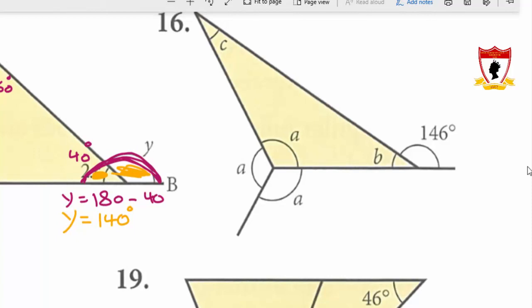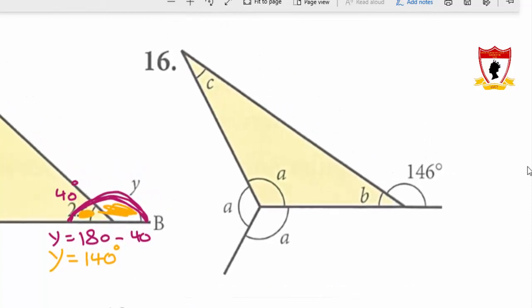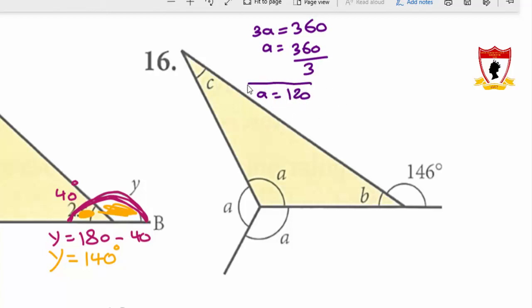Question 16. We need to find the value of A, B, and C. Okay, the easiest point to start this question is this one. We have three A's together, they form up a circle. It means 3A is equal to 360. Then to find the value of A, we will divide 360 by 3. 360 divided by 3 is equal to 120. So A is equal to 120.